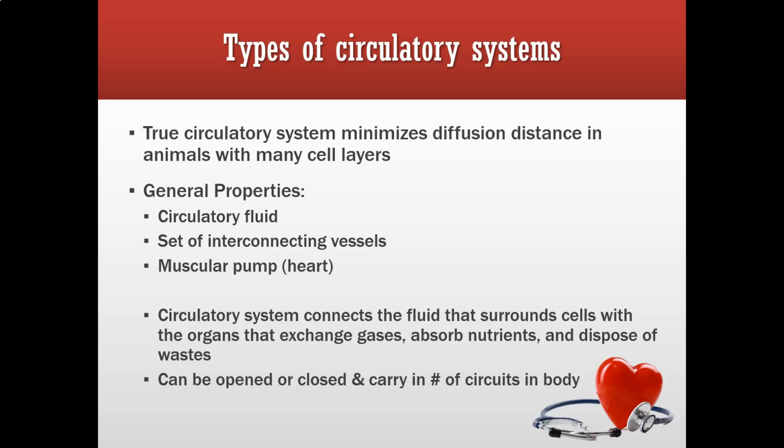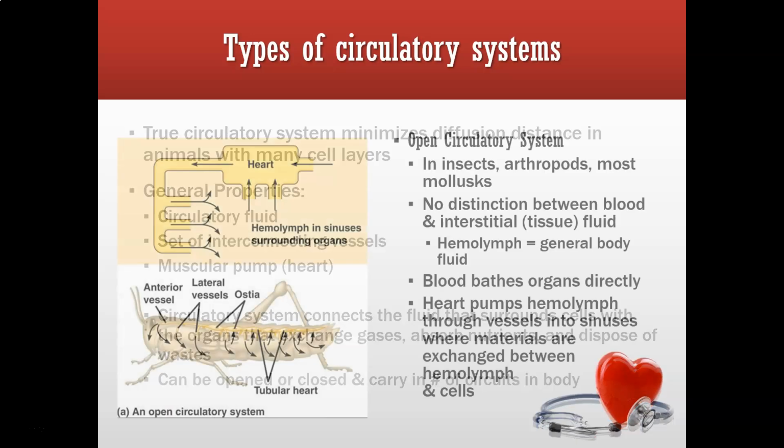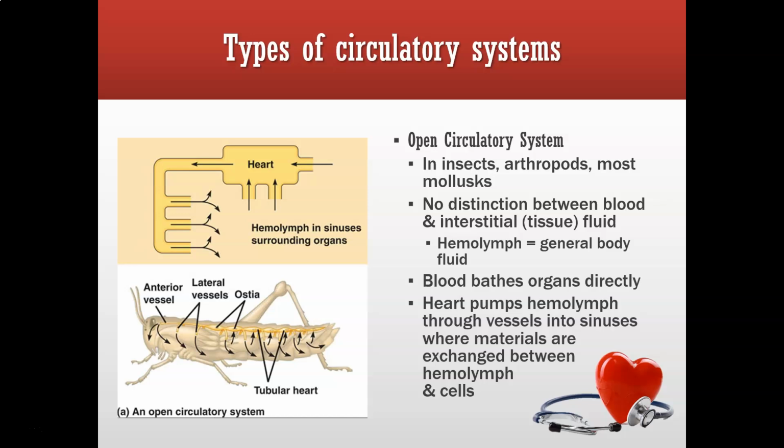Now, your circulatory system can be both opened or closed, and can carry a certain number of circuits. So when we start divvying out the types of systems that we're going to look at here, kind of keep that in mind. Is it open or closed, and how many circuits does it have? That's a good sort of organizational hierarchy on how to think about the way that these systems exist. So let's talk open systems. And these exist in things like our insects, our arthropods, and a lot of mollusks.